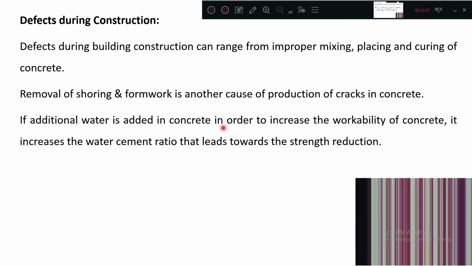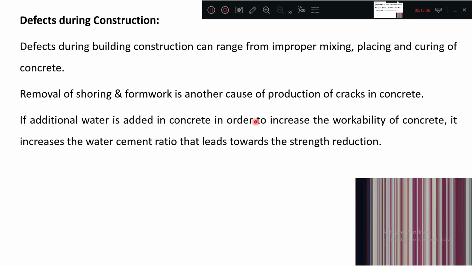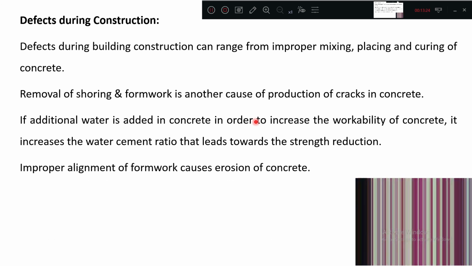If additional water is added to concrete to increase workability, that is a very bad thing in concrete construction. With more water, the water cement ratio increases. A higher water cement ratio means more capillary pores and more water pores, which are nothing but air voids. Later on, these will reduce the strength, and that is where the cracks start. Improper alignment of formwork, where one support is longer and one is shorter, will lead to erosion of concrete, and the concrete will start to become defective in nature.